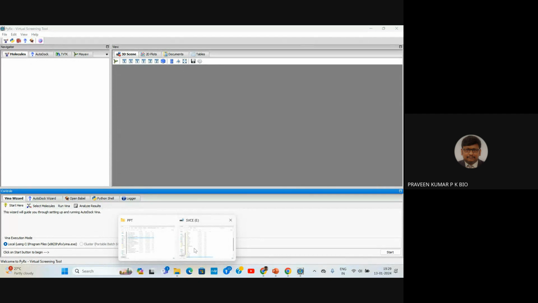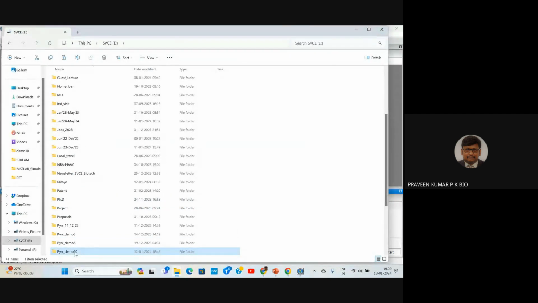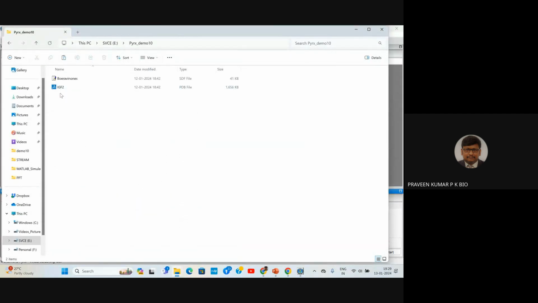For this, initially I prepare the ligand and receptor. The ligand I have chosen is Guaravinones, or retinoids, from Guaravia diffusa. In Tamil, we call Guaravia diffusa Mookarattai Keerai.